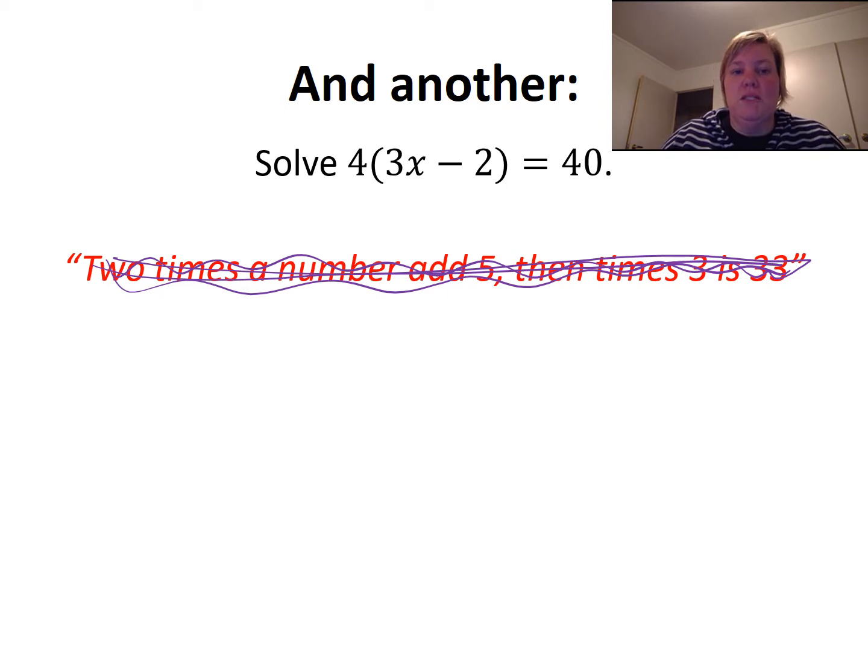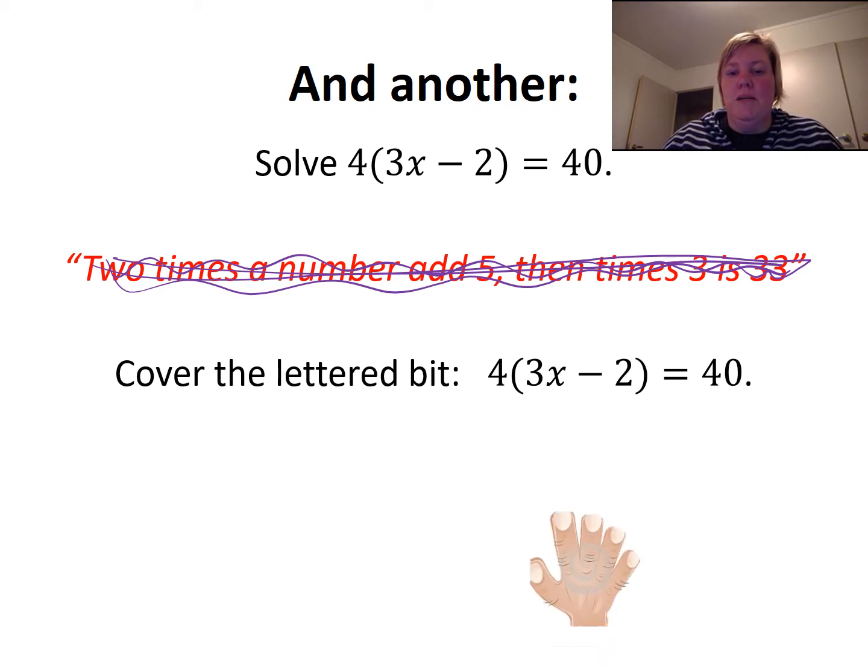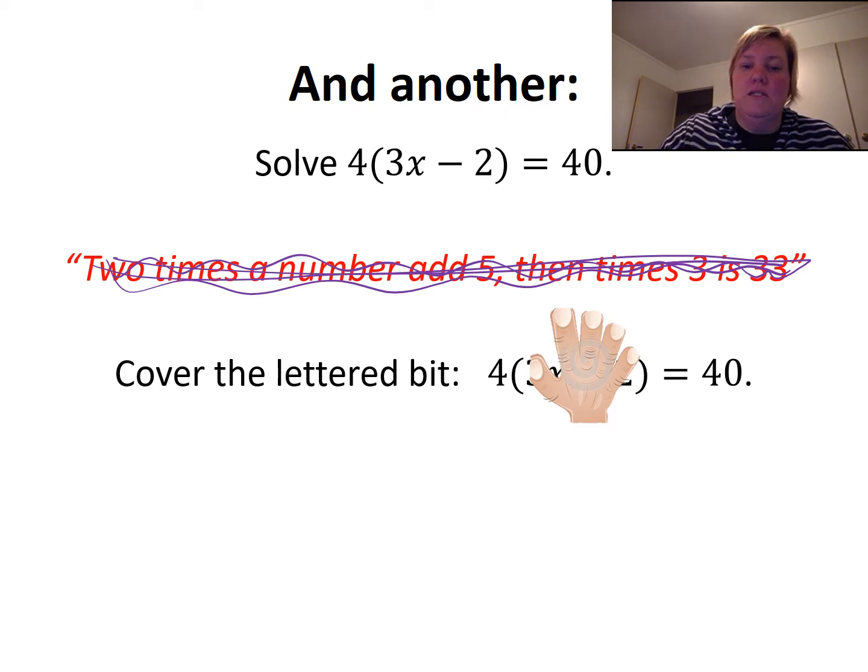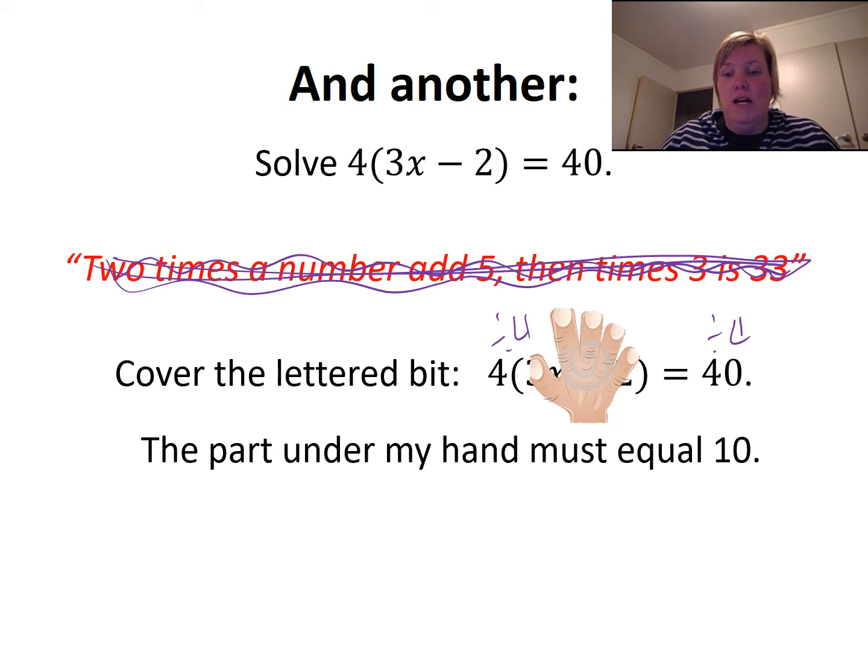Okay, what this actually means is 3 times a number, take off 2, multiply by 4 equals 40. Much better. Okay, so you're going to cover the letter bit. So the first thing we do, we divide by 4. So we know the bit under my hand has actually got to equal 10, because 40 divided by 4 is 10. So the bit under my hand equals 10.